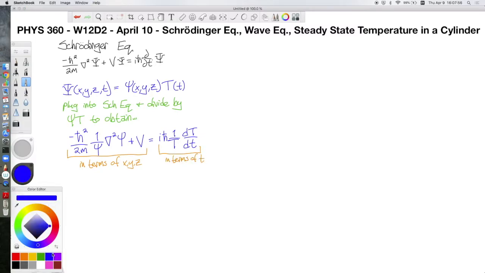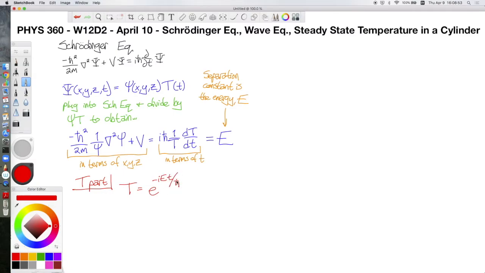And as before, the only way for this to be true is if each side of this equation is equal to a constant. And for the Schrodinger equation, we are going to call our separation constant E, which will stand for the energy. We can solve the T part of this equation right away, and we obtain that T equals e to the negative i times the energy times time divided by h bar.